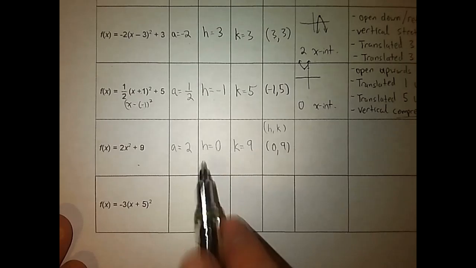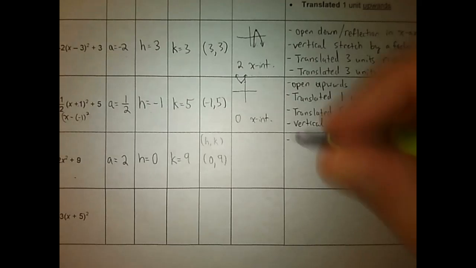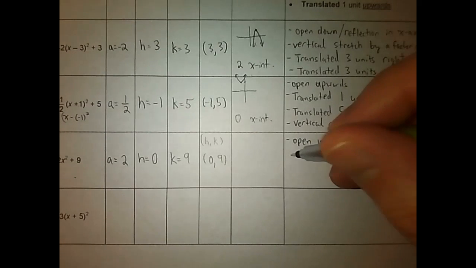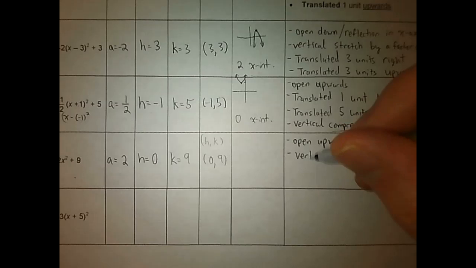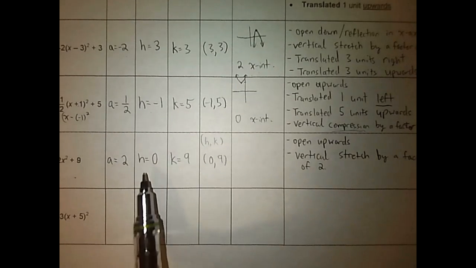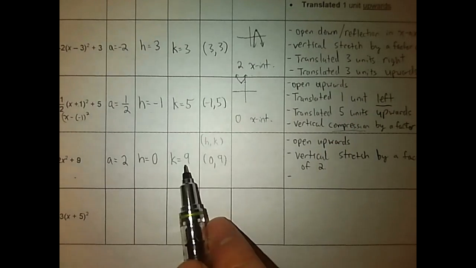So what do these letters mean then? Well, a is equal to 2, so we know that it's positive. The parabola will open upwards. 2 is a whole number, so we have a vertical stretch by a factor of 2. There is no h value, so there is no horizontal shift left or right, so we don't have to write that sentence.